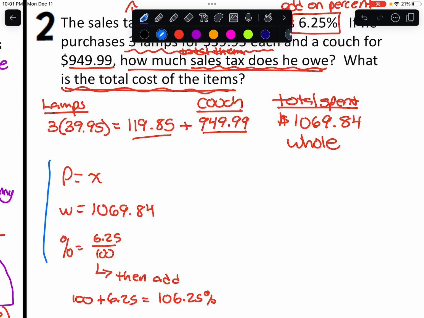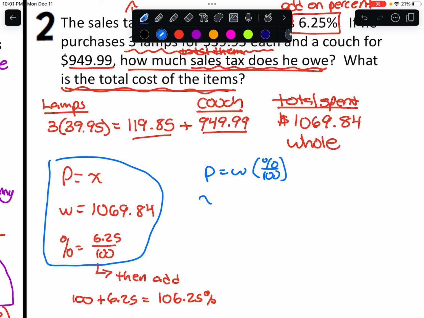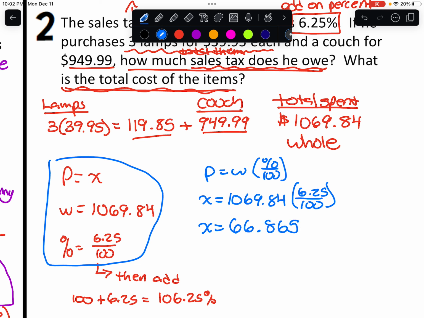So we have this information. So we have part equals whole times percent out of 100. Then we have our part is X. Our whole is 1069.84. Our percent is 6.25 out of 100. Now we can solve. 1069.84 times 6.25 out of 100 should give you 66.865. And yes, we're going to write down the whole number, and we're not going to round anything yet. We're going to keep that whole number there.